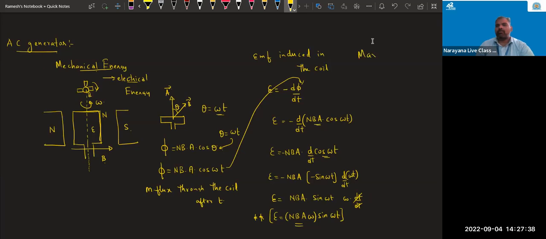This is nothing but the maximum EMF induced. What is another name also? Peak EMF induced. Peak EMF induced is N into BA into omega.